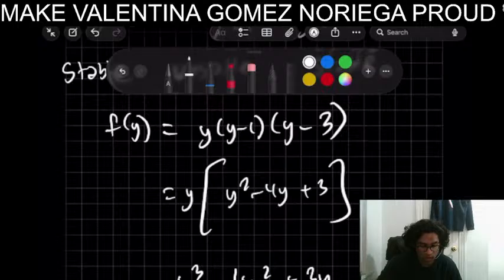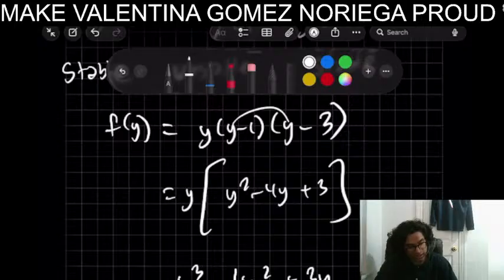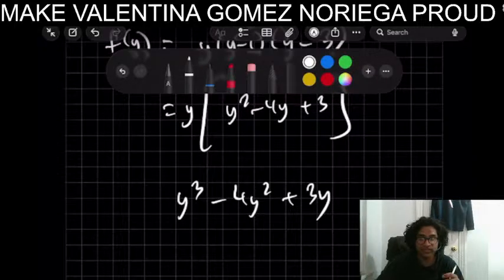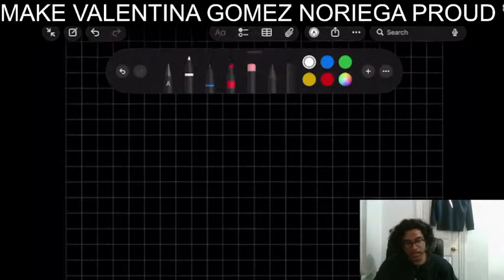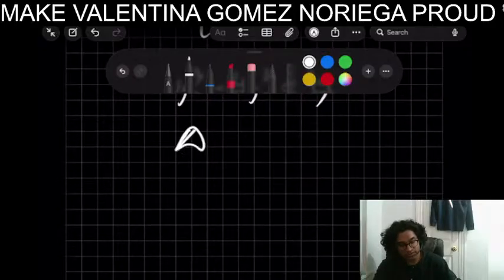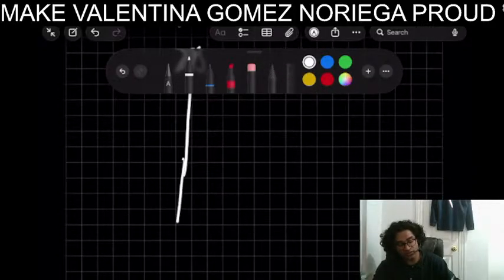Is it? y minus 1, y minus 3. y square minus 3y minus y plus 3. Yeah, y cube is the highest. And if I were to draw the graph for it, remember we drew the arrows? The above, below, whatever.